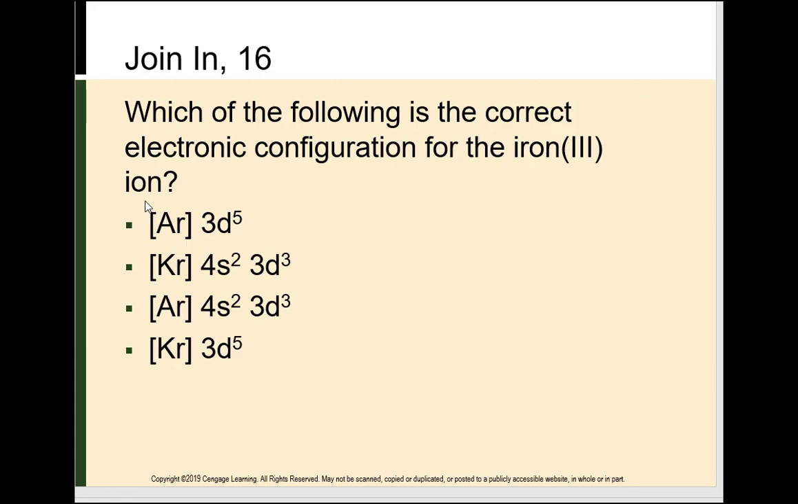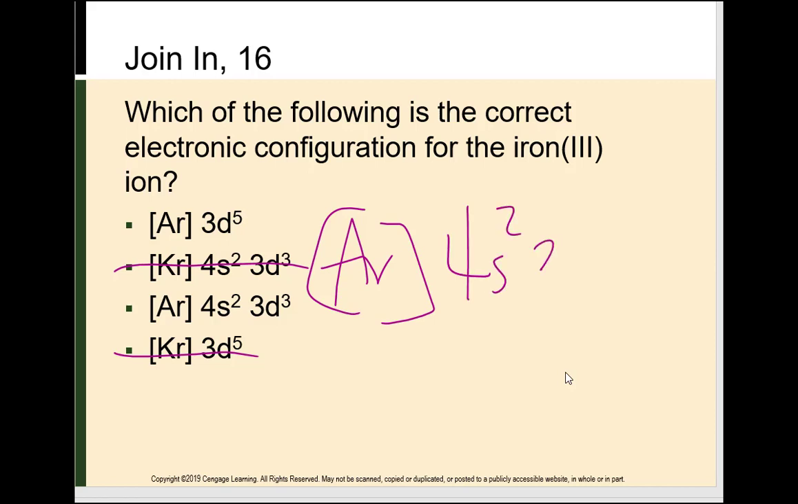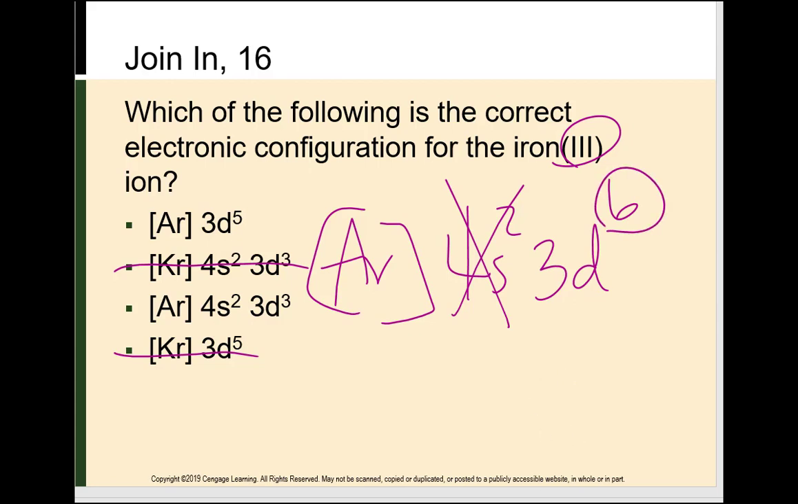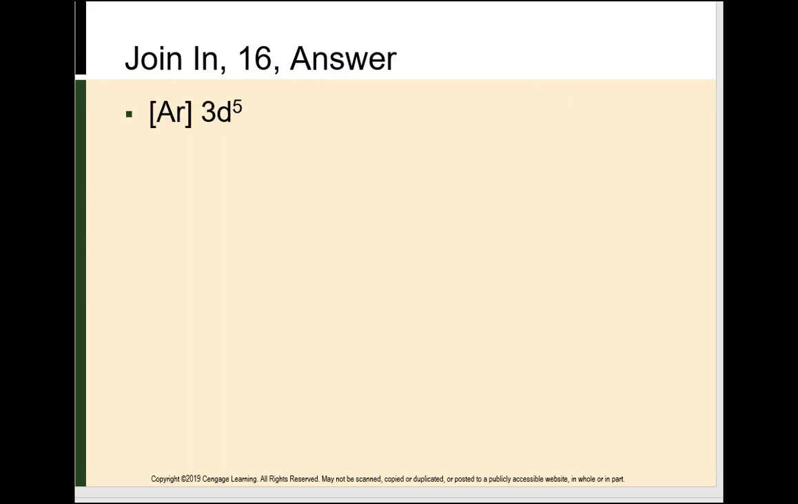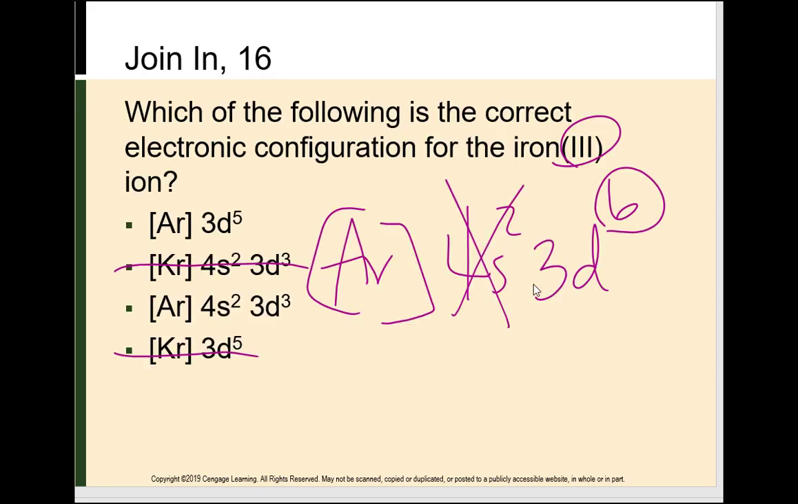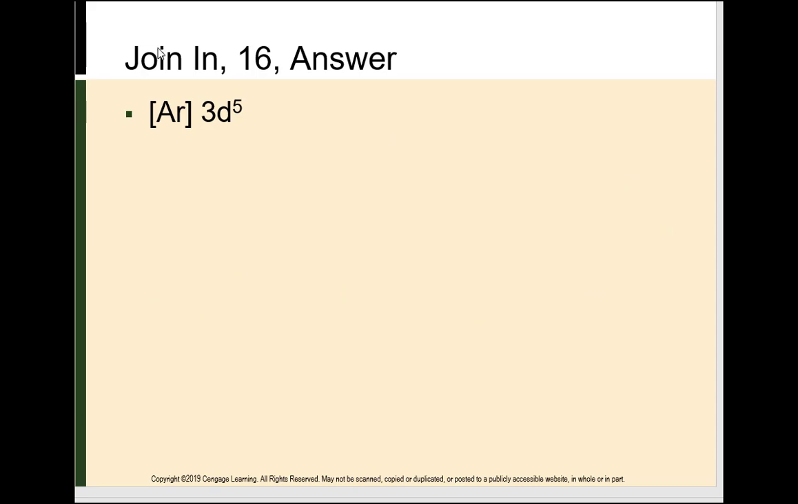Which one of these is the correct one for iron 3+ ion? Iron, noble gas before it is argon, so we can cross off our kryptons. And then iron, again, would be 4s2, and then 3d, 1, 2, 3, 4, 5, 6. Here I want to take off 3, so we're going to take off 2 of those and 1 of those d's. So we should have 3d5, argon 3d5.